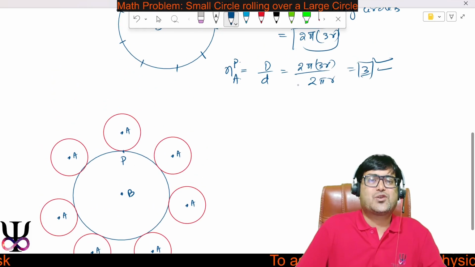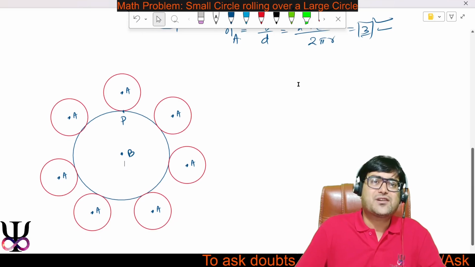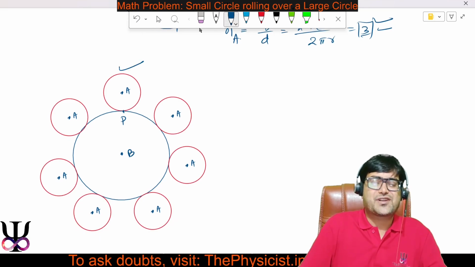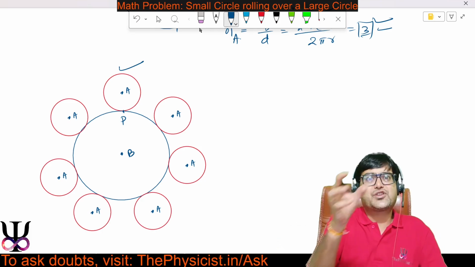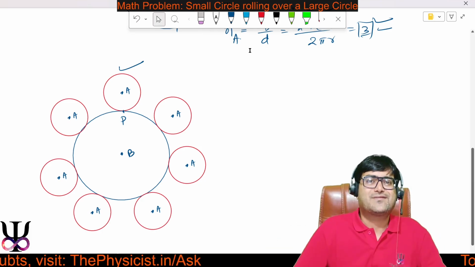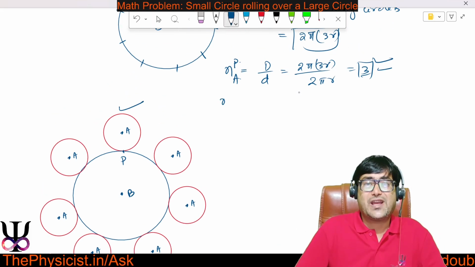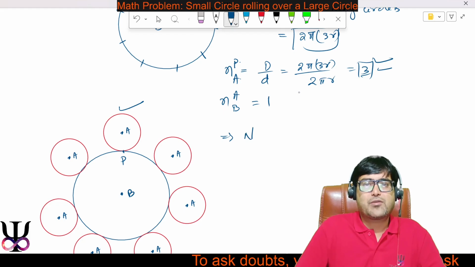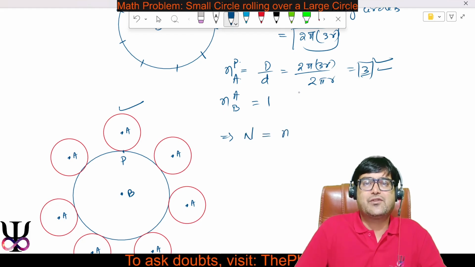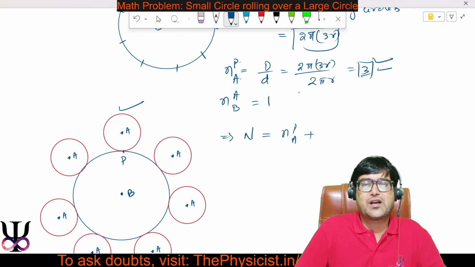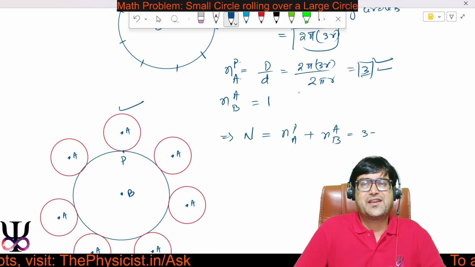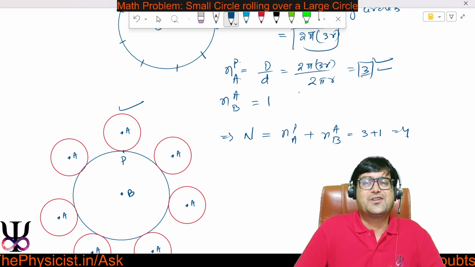Yes. And that motion is what? One circle, complete. So this small circle has done one revolution in itself around B. So you forgot that. So n of A relative to B is 1. That means the total number of revolutions, capital N, will be n of P around A plus n of A around B. And that is 3 plus 1, which is 4.